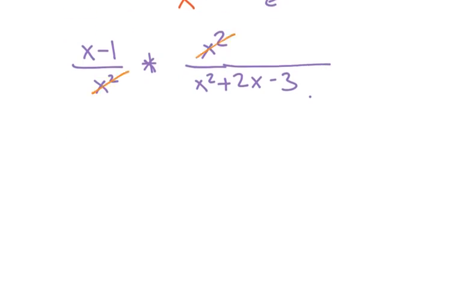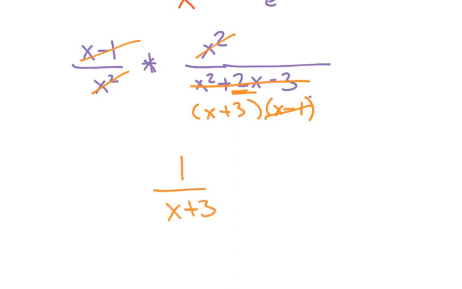So x squared cancels out. X squared plus 2x minus 3, we can factor this to x plus 3, x minus 1. 3 and minus 1 because we want a positive 2. And then we can see clearly that the x minus 1 cancels out, and I'm left with 1 over x plus 3.